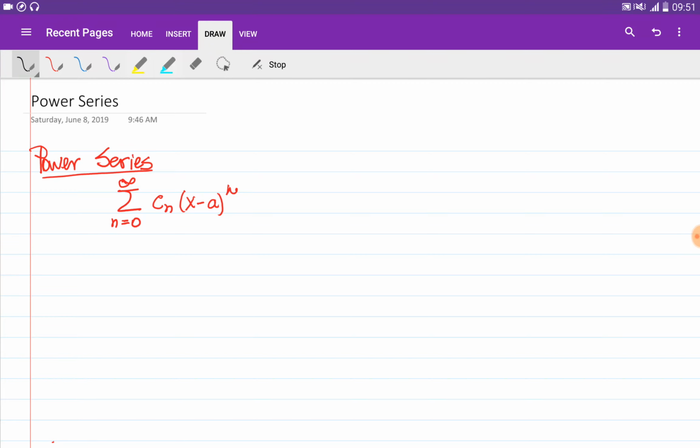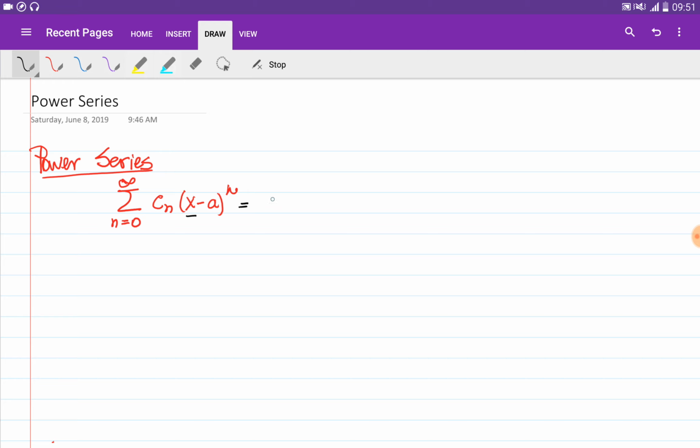One of the important types of the series is called the power series, where the terms of the series come with the powers of the x, where x is some variable. So here, if I substitute n to be equal to 0, 1, 2, and so on, we can write down the terms of the series in this form.